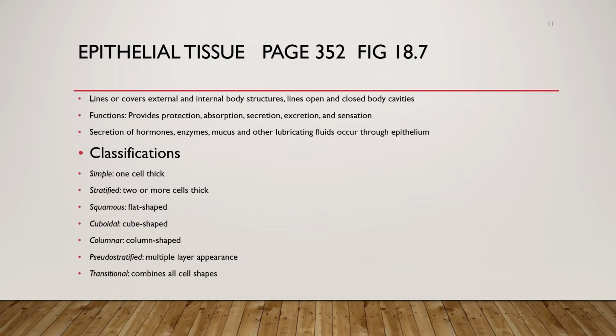But let's look at a picture of where these are. So if you look on page 352, you can see all the different types of epithelial tissue. So inside our lungs, inside our bladder, just the different areas that this particular type of tissue is located. And I have listed here also the classifications, which you can see those also on that picture on page 352.